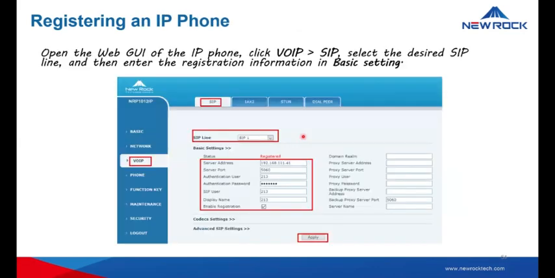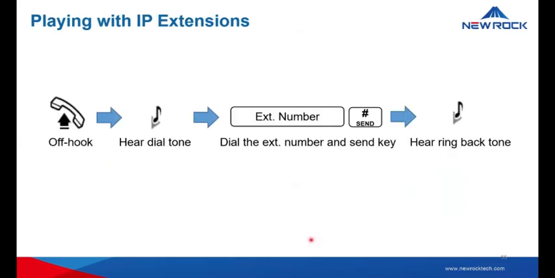So I think almost everyone knows how to register an IP phone. Just showing here the display. Go to SIP, SIP line, then input the information: the OM IP address, the signaling port, the number, the password, and of course, make sure to enable the registration and click apply. This is simply playing with the IP extensions, just showing you here.